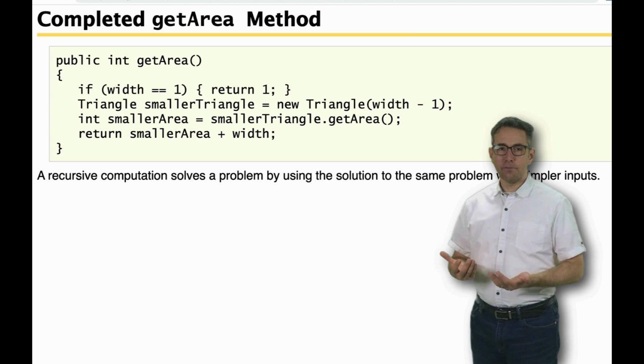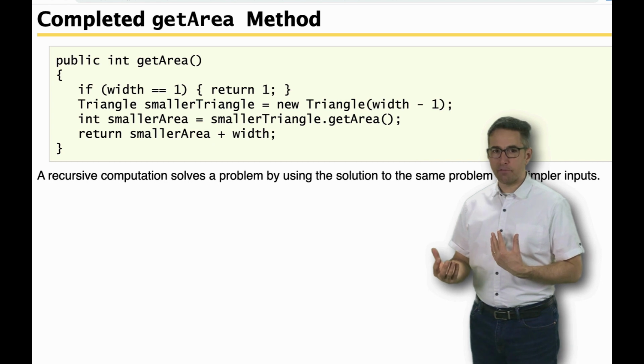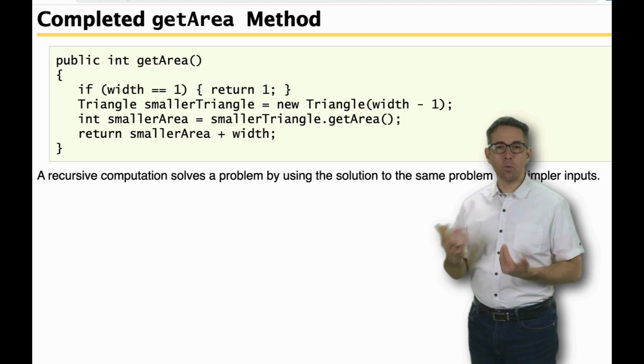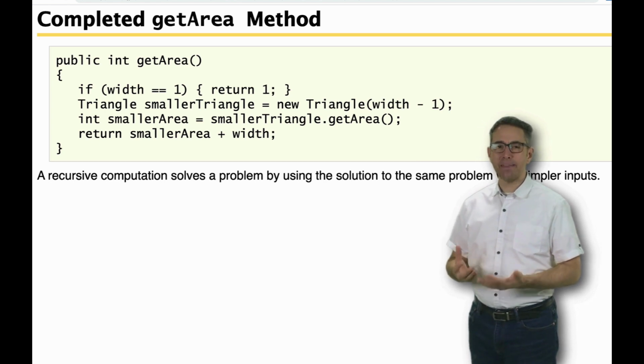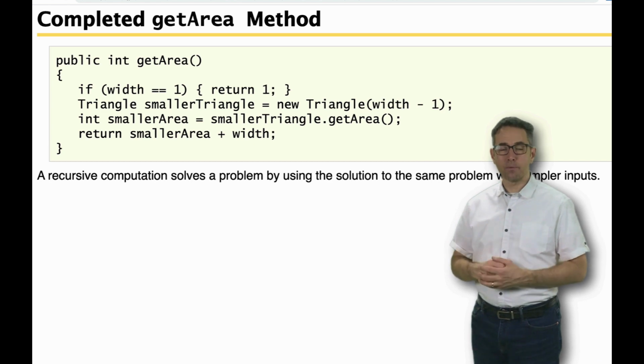So the full method can look something like this. When someone calls our triangle object asking for the area, based on the number that was passed in when the constructor was called, we look and see what the width is. If the width that the user constructed us with was 1, then we return 1. Easy. If it's anything else, we construct a smaller triangle that has a width of 1 less, and we call the method getArea on that smaller triangle in order to return the area of our current triangle. And so we return the smaller area plus the current width. In that way, we return the answer to our user's question of what the area is.